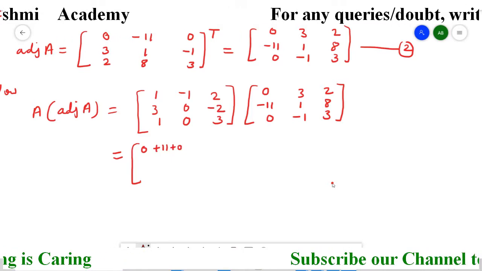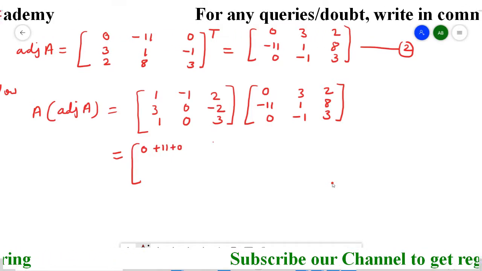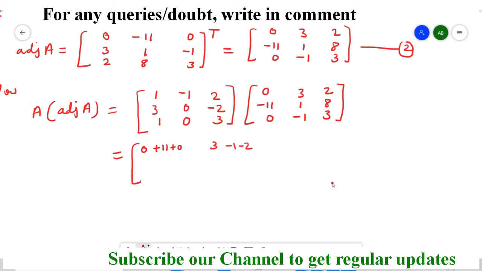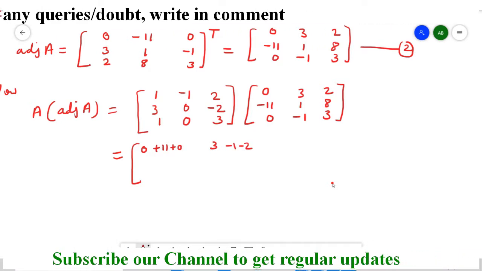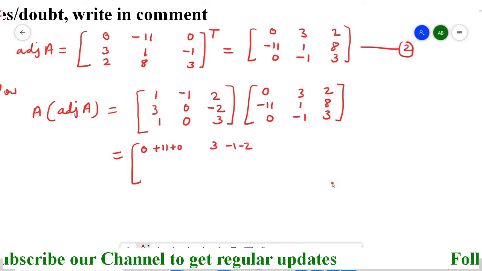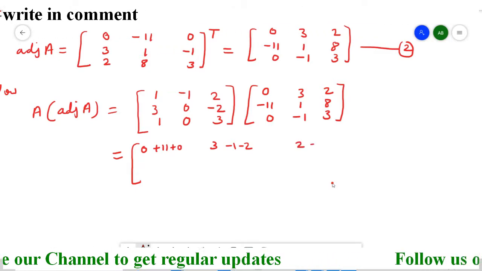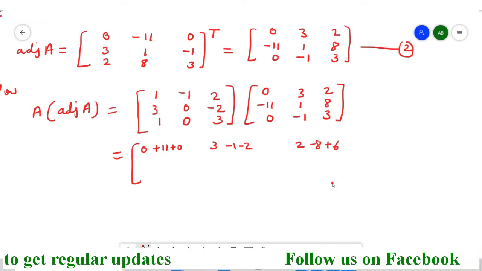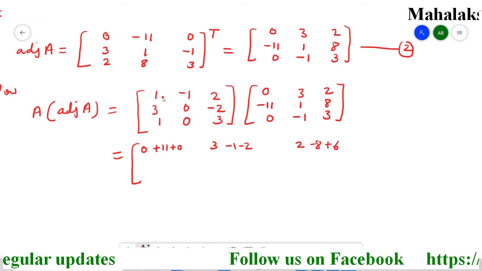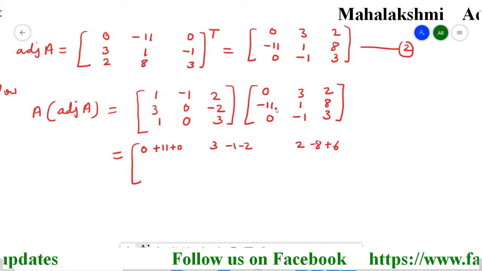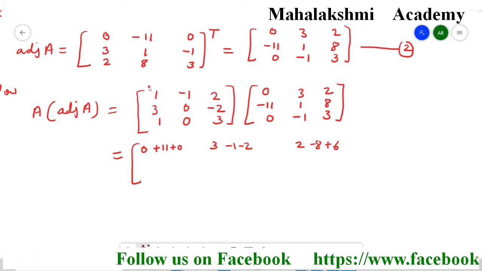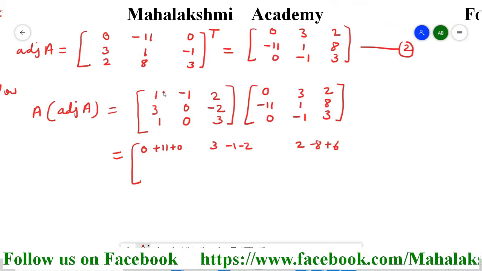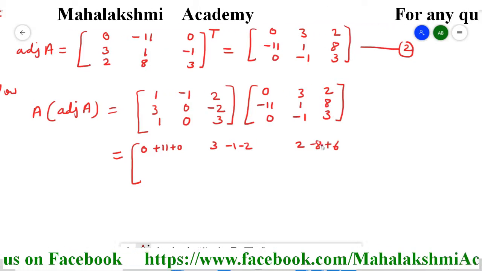Then first row multiplied by the second column. So you will get here 3, minus 1, minus 2. Then first row multiplied by the third column. So you will get here 2, minus 8, plus 6. And now the first row is completed. What I have done is first row multiplied by the first column, those entries I have done here. Then first row multiplied by the second column, those entries here. Then first row multiplied by the third column, those entries here.